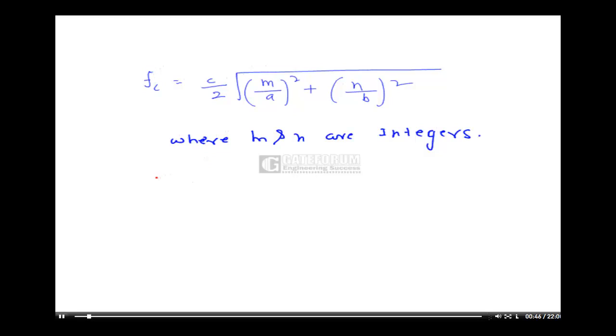Therefore, for different values of m, suppose m is equal to 0, 1, 2, and so on, and n is equal to 0, 1, 2, and so on, for different values of m and n we have different cutoff frequencies. Based on m and n values, we will have different cutoff frequencies. Therefore, we can say that a particular value of m and n is called a mode.